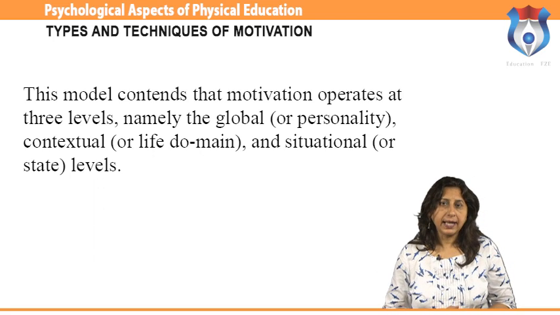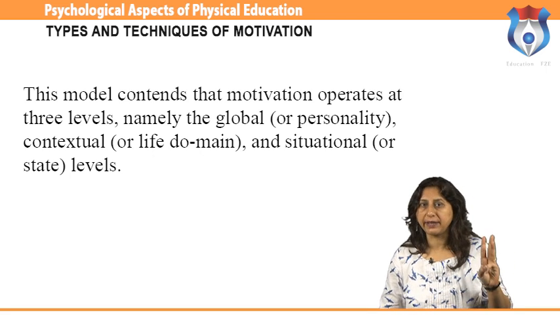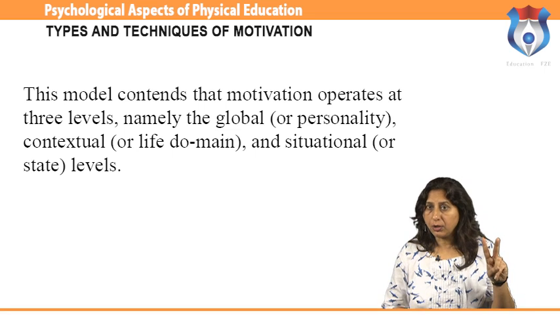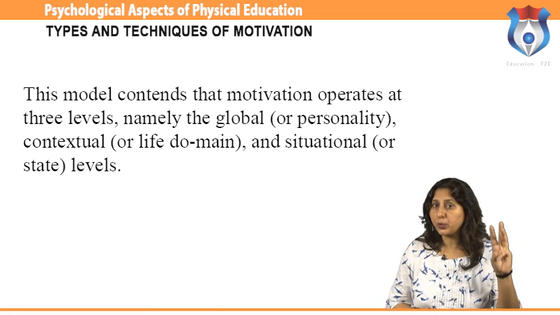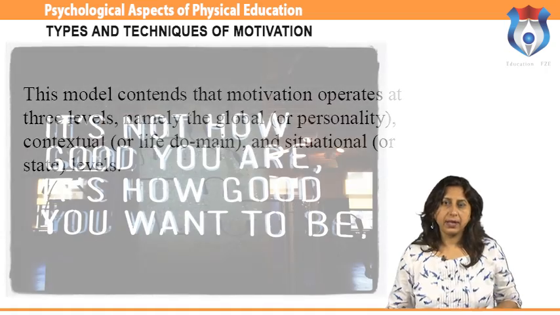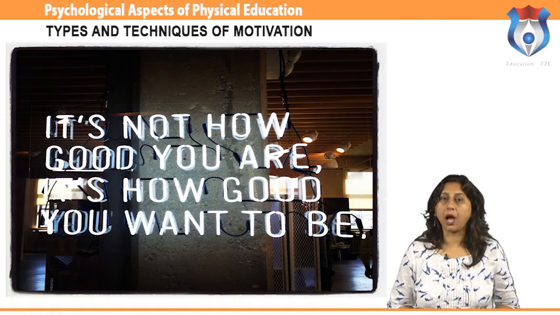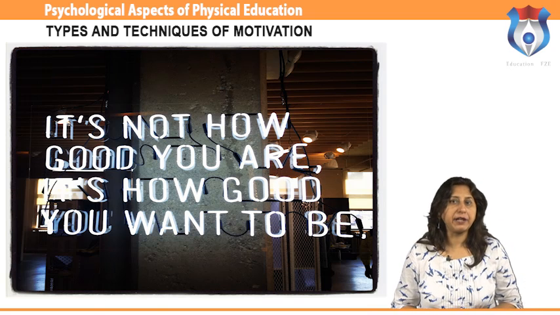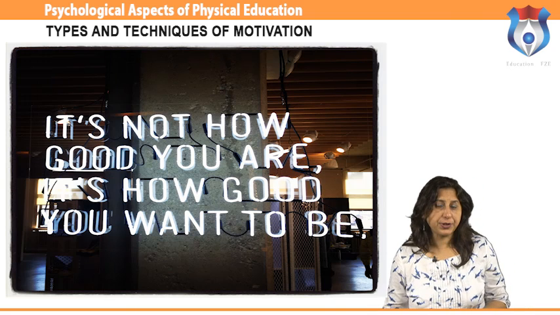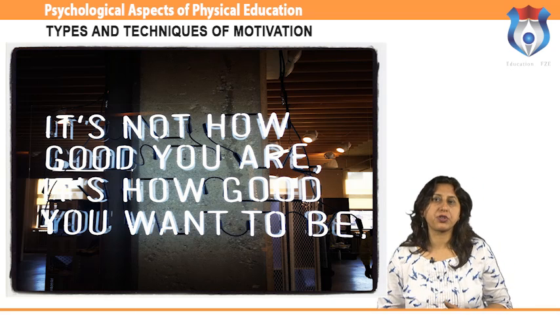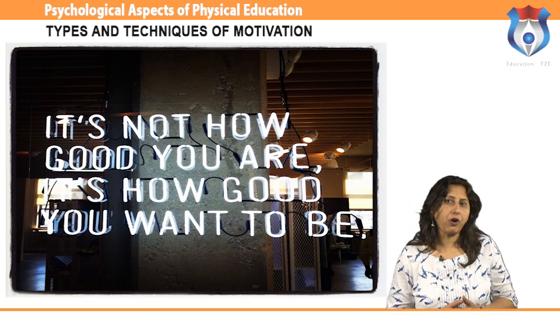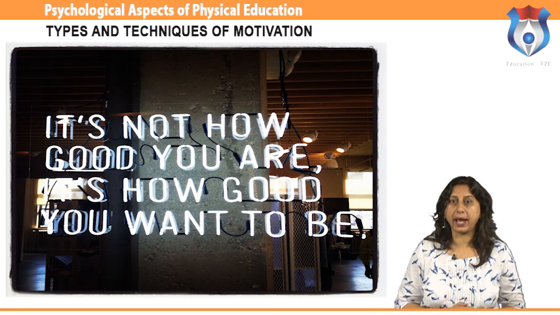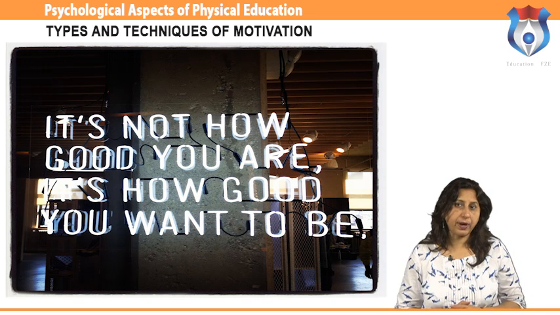This model contends that motivation operates at 3 levels, namely the global or personality, contextual or life domain, and situational or state levels. Intrinsic and extrinsic motivation are both adaptable and change in response to specific situations and life occurrences. While not easy to define, intrinsic motivation can be described as an internal drive to perform an activity, while extrinsic motivation is ascribed to an external motivating source that drives action.